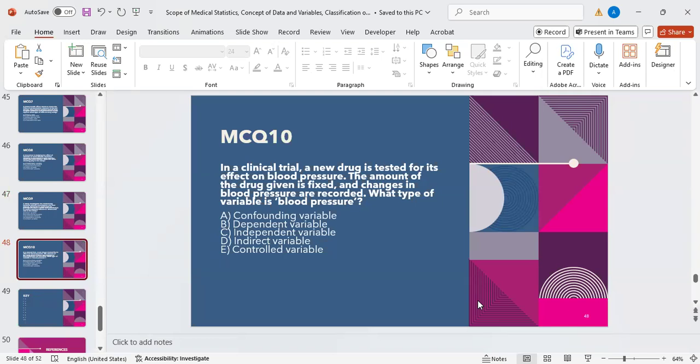MCQ number 10 is: in a clinical trial, a new drug is tested for its effect on blood pressure. The amount of the drug given is fixed and changes in blood pressure are recorded. What type of variable is blood pressure here? Option A, confounding variable. Option B, dependent variable. Option C, independent variable. Option D, indirect variable. Option E, control variable. Dependent variable. Yes, option B, dependent variable.